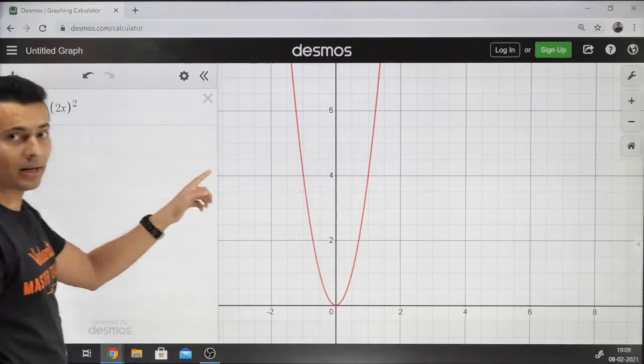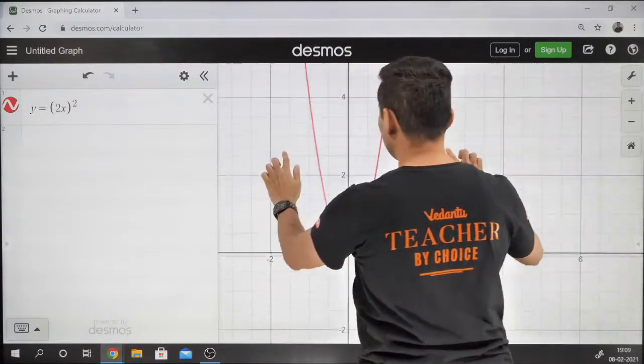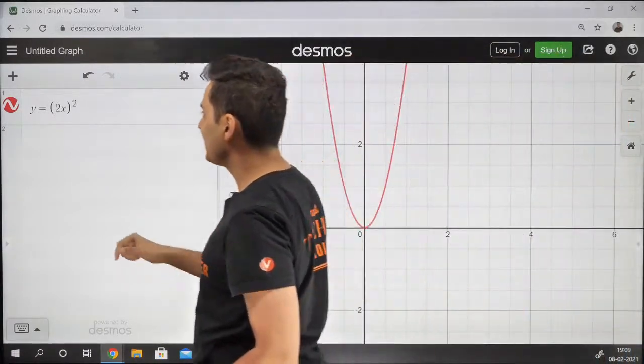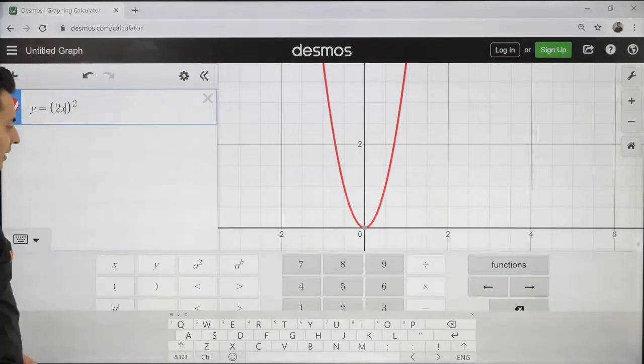y is equal to 2x squared. Obviously, it's a parabola. Now, let's do some magical thing over here. And what is that magical thing? So let me put over here 2x.